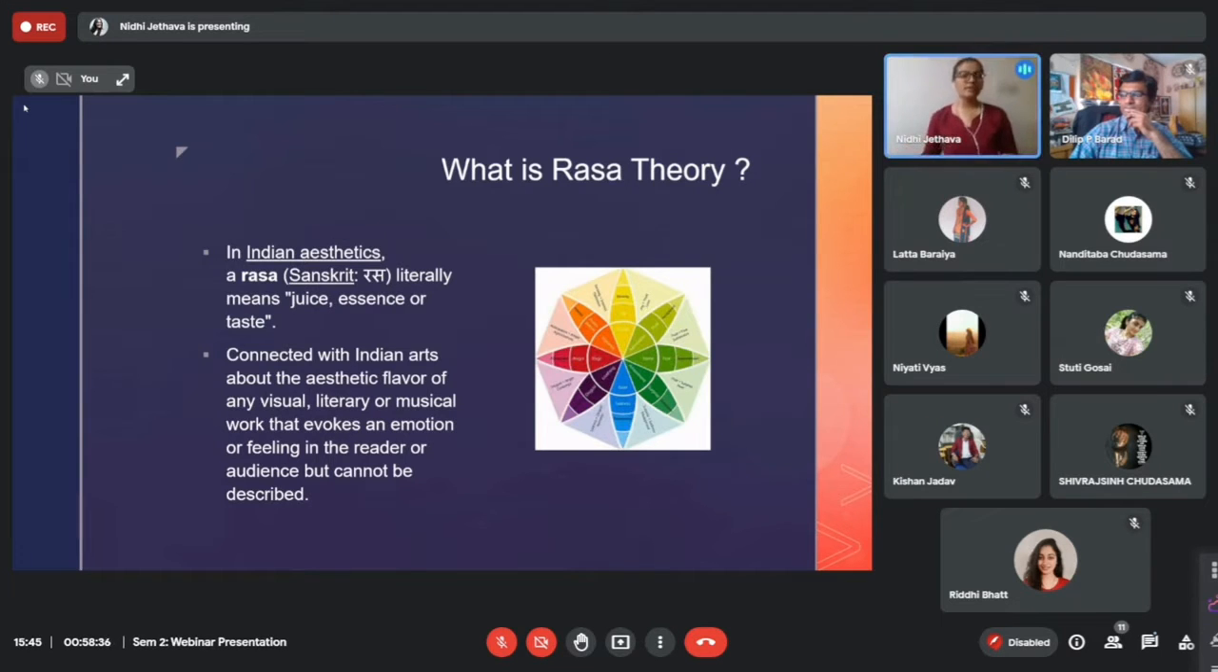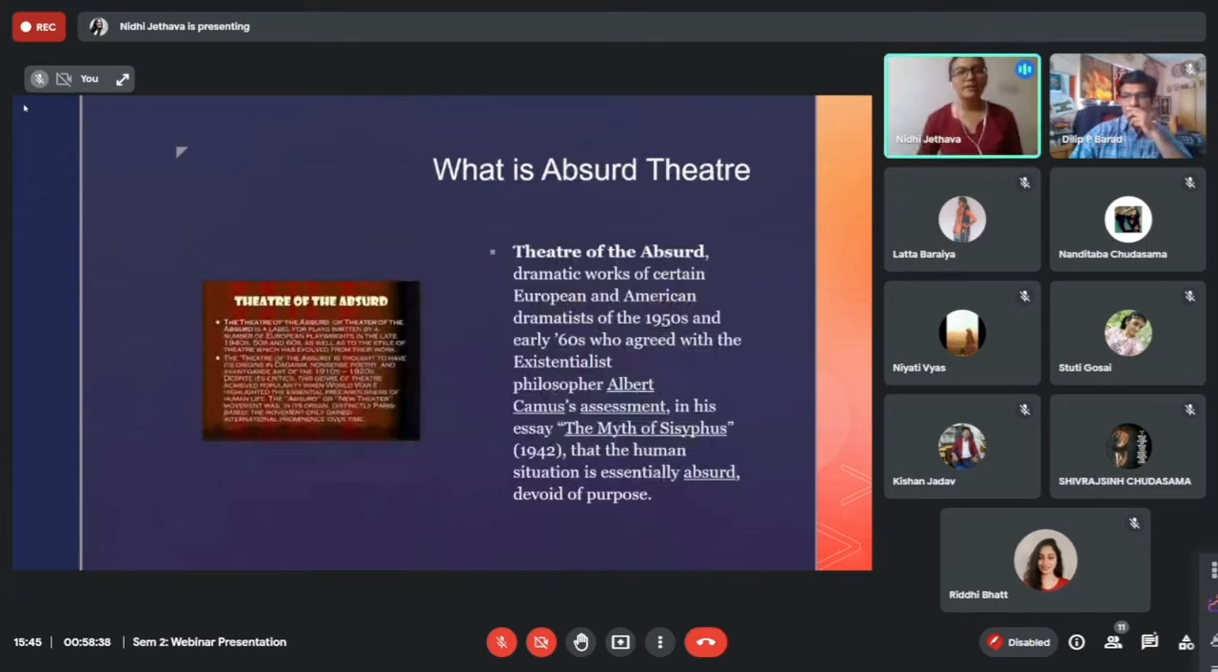And now, what is the theatre of the absurd? The theatre of the absurd refers to dramatic works of certain European and American dramatists of the 1950s and early 60s who agree with the existentialist philosophy of Albert Camus' assessment in his essay The Myth of Sisyphus that the human situation is essentially absurd and devoid of purpose. So we can see that the Rasa theory and the theory of the absurd are both concerned with drama, and it is very helpful in the representation of the drama.